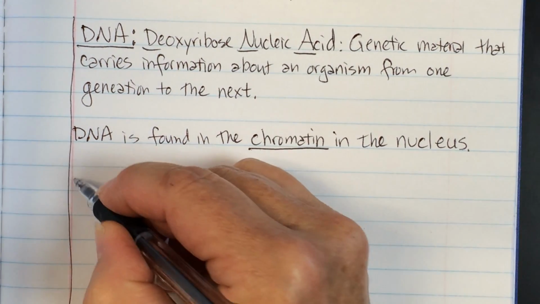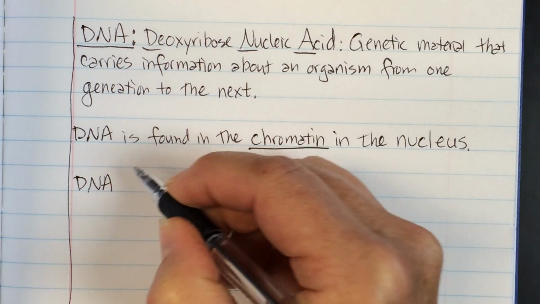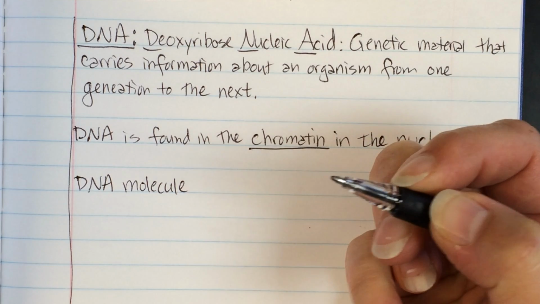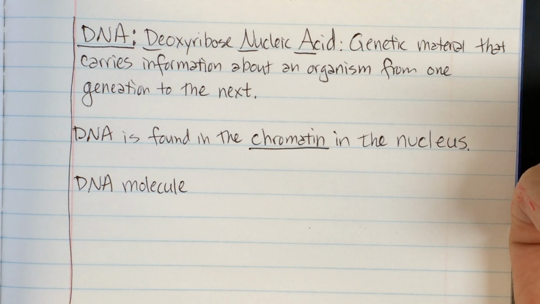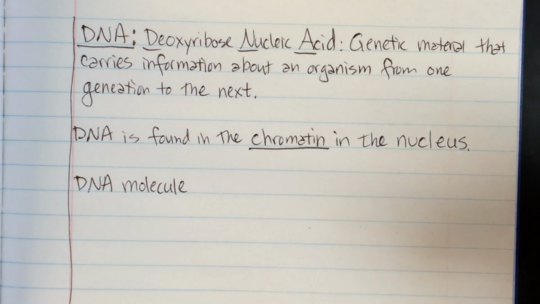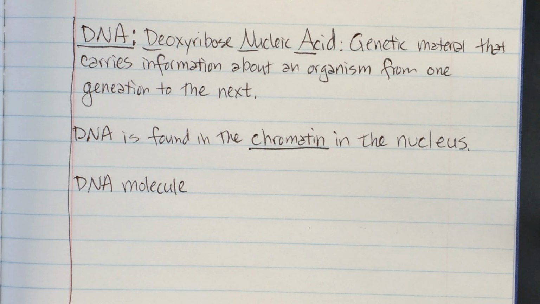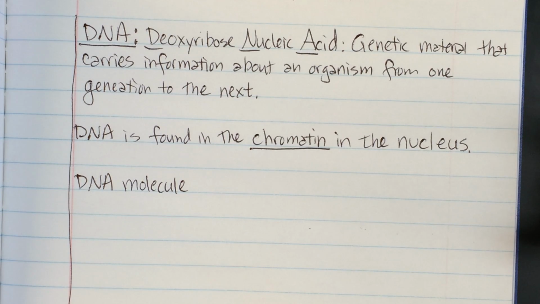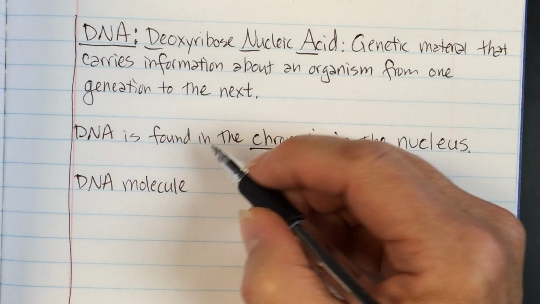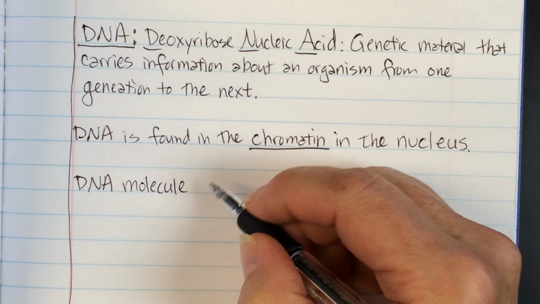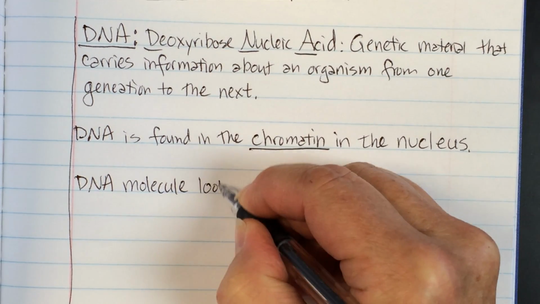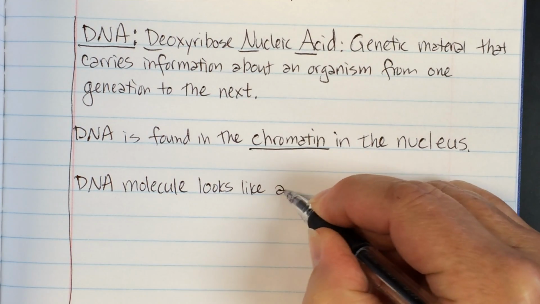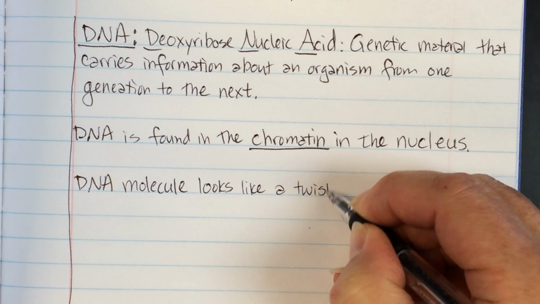All right. So the DNA molecule, it's a huge molecule. If you'll remember, it's one of the 4 biomolecules we learned about in the beginning of the year. It was the one that we called a nucleotide, right? So it's a big, long molecule, which we also called a polymer, and it looks like a twisted ladder.